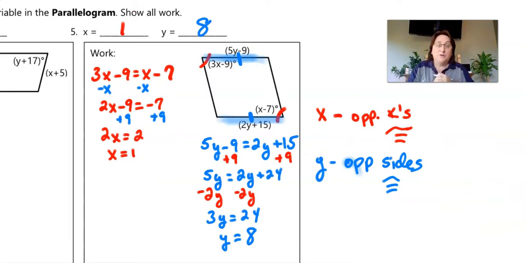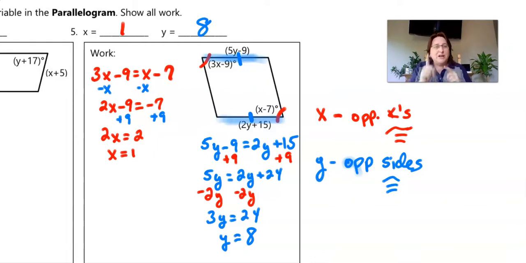Okay, so how'd you do? Do you notice that we're setting a pattern here? If parts are congruent, you set them equal to each other. So you should have gotten that Y is 8. So what we just did right there is we applied the properties of opposite angles and opposite sides of a parallelogram to solve some problems.